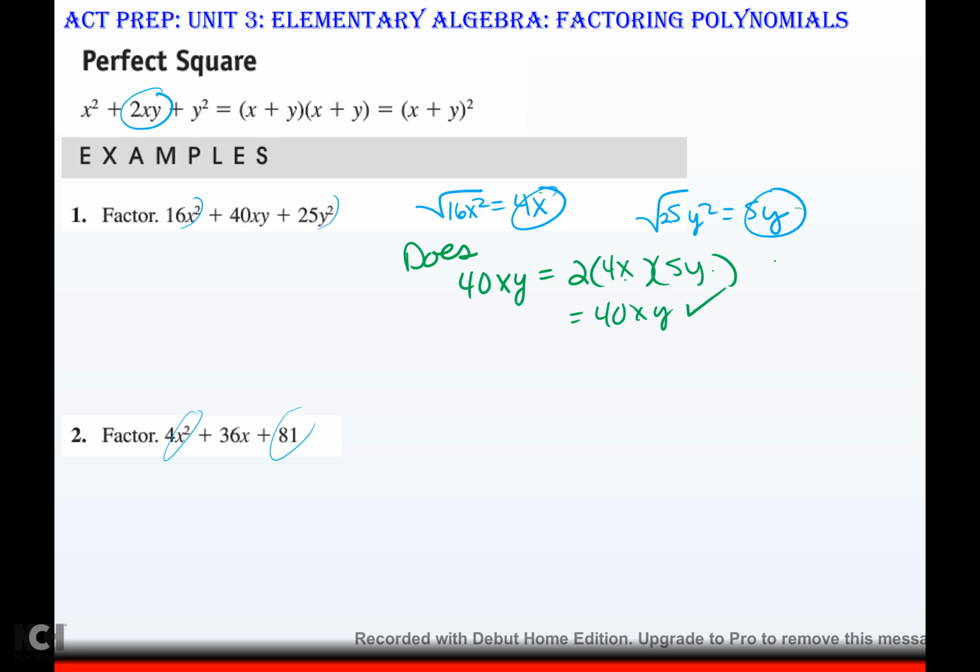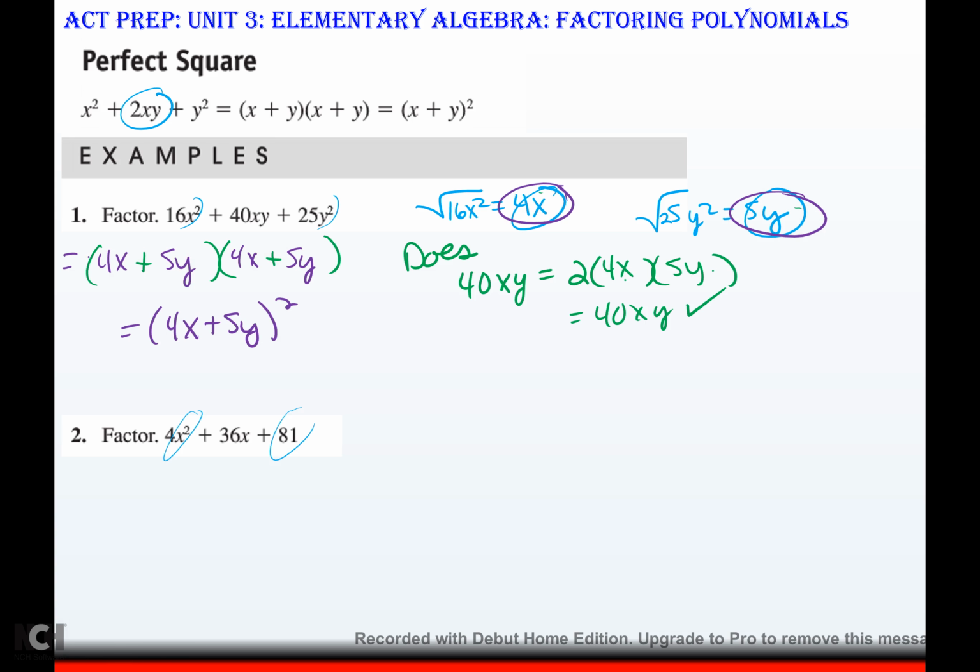Once you know that it's perfect, the rule if they're all pluses is that everything's going to be plus. So it's going to be two binos, plus and plus. And your terms are these guys. So you have 4x plus 5y, 4x plus 5y, and since it's the same thing times itself, instead of writing it like that, they write 4x plus 5y squared.